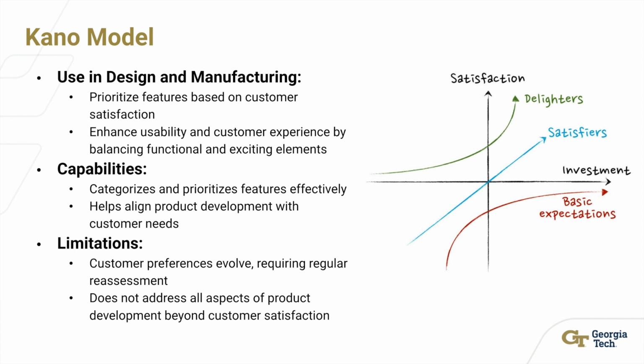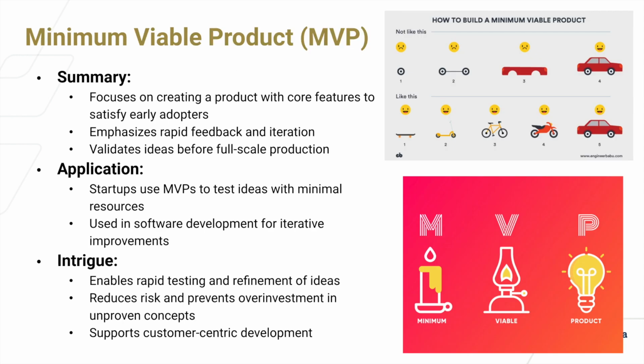The Kano model excels at categorizing and prioritizing customer requirements, helping teams focus on impactful features. However, customer preference evolves over time, and what was once an excitement need may become a basic need. Regular reassessment of customers' expectations is essential to ensure that the model remains effective.